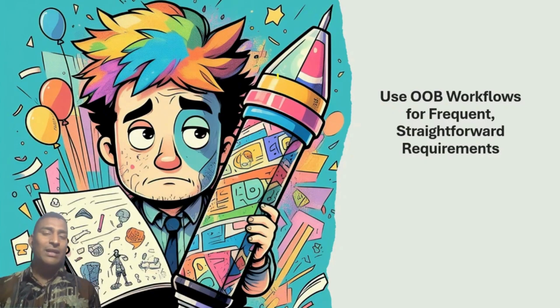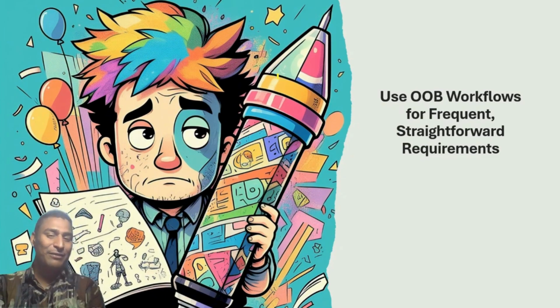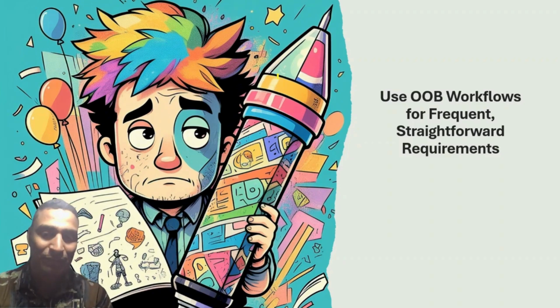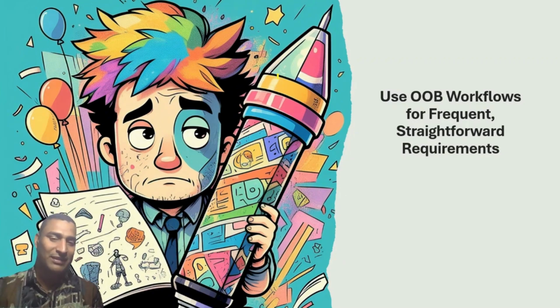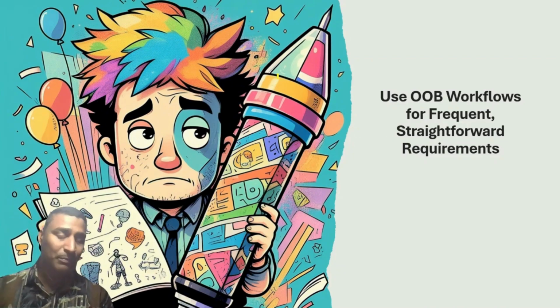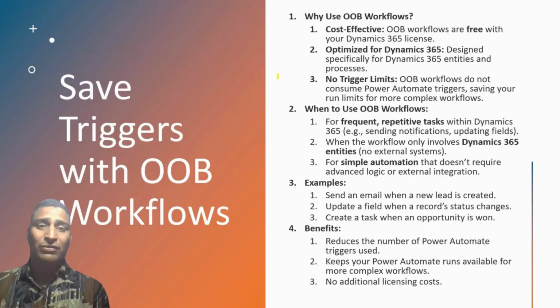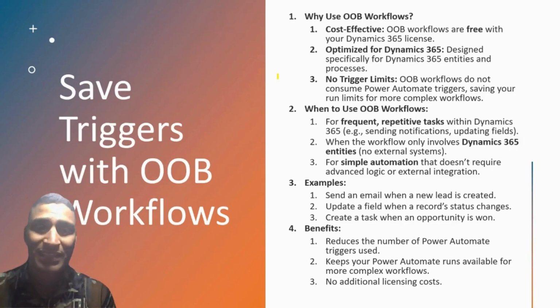Now let's try to understand: sir, there are already out of box workflows that are frequent and straightforward. What is the difference between them? Why are the out of box workflows not costing us anything, but for Power Automate flows we need to pay money? What is the difference? Here, first we need to understand.